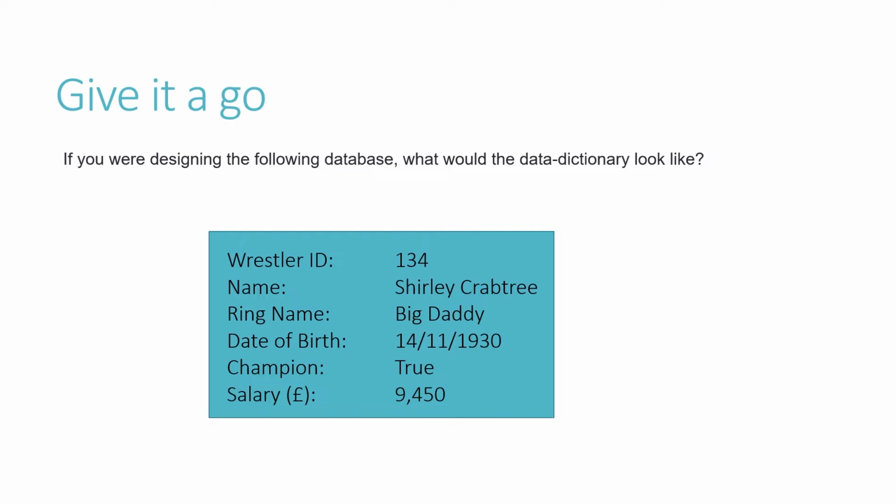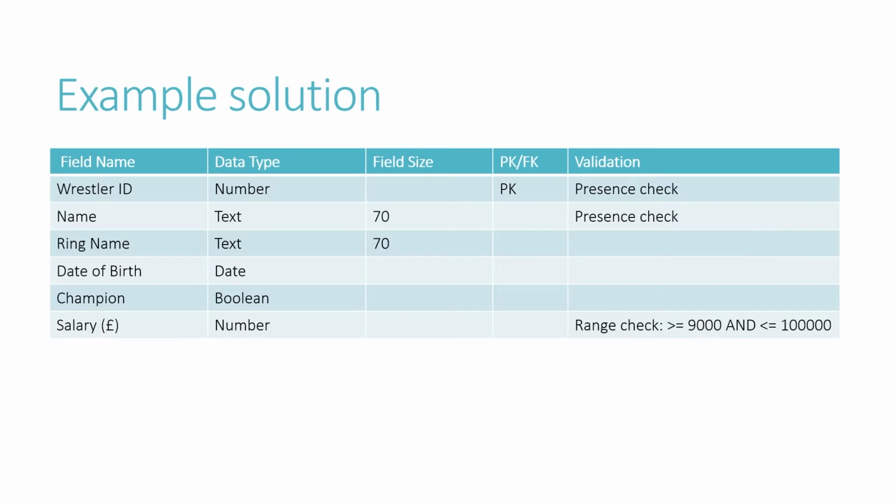You can see that wrestler ID, it's just numbers, so it's most likely going to be a number. Anything that has text in it must be a text field, so the name and the ring name, they're both going to be text. The date of birth, that clearly is a date, so we're going to store that as a date. Champion, it says true there, so I'm going to assume that that's Boolean. They either are a champion or they're not. And salary, you can see that's a number as well. The pound sign is in the field name. So when I set the field name in the data dictionary, you'll see that I included the pound sign there.